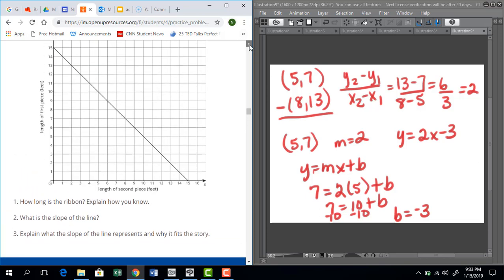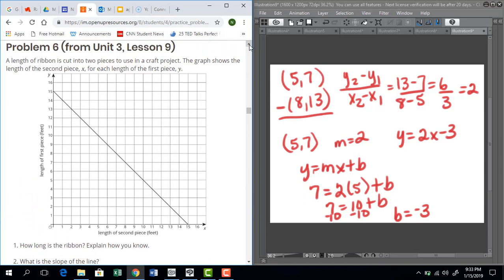Number 6 gives us this graph, and it says a length of ribbon is cut into 2 pieces to use in a craft project. The graph shows the length of the second piece, X, for each length of the first piece, Y. How long is the ribbon?